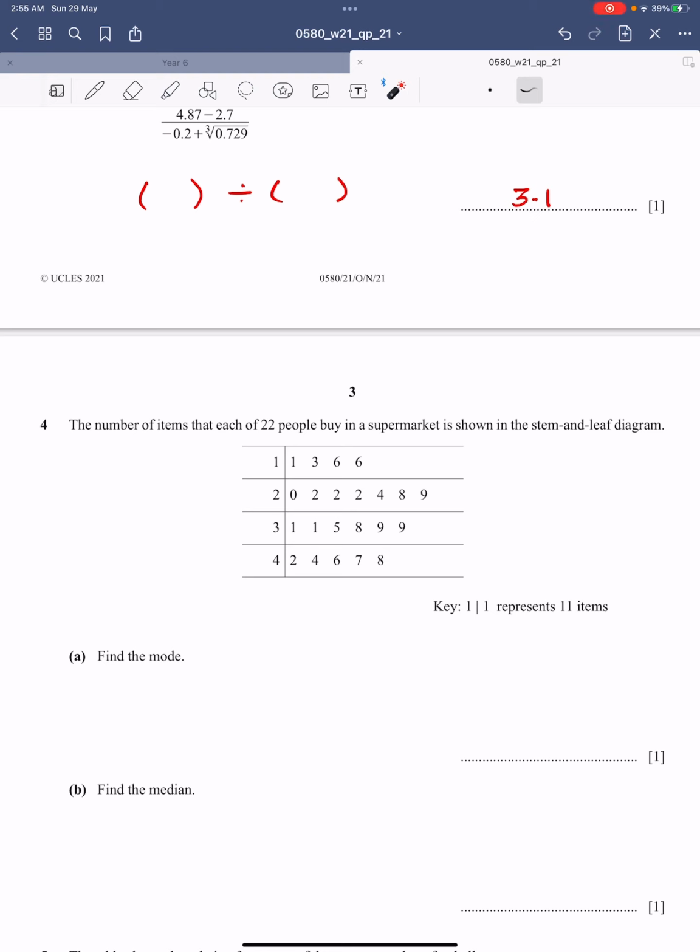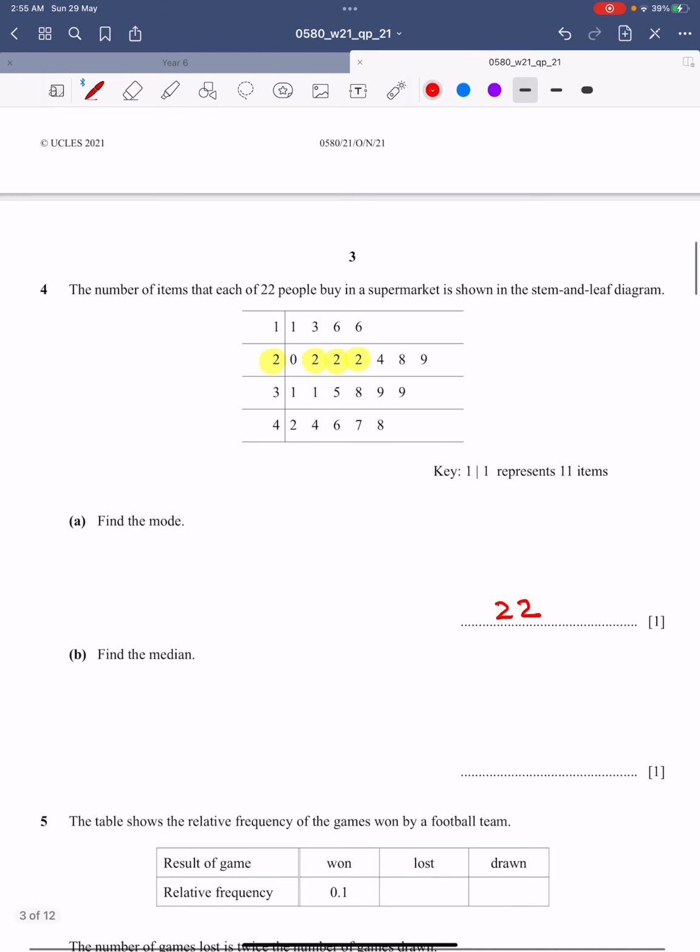We need to find the mode of these entries. Mode is the number that occurs most often. If we observe the data, the number 22 is appearing 3 times. Here we have 20, 1 time, 2 times, and 3 times. And that is the maximum number of times for an entry. So the mode is 22. The next question is to find the median.